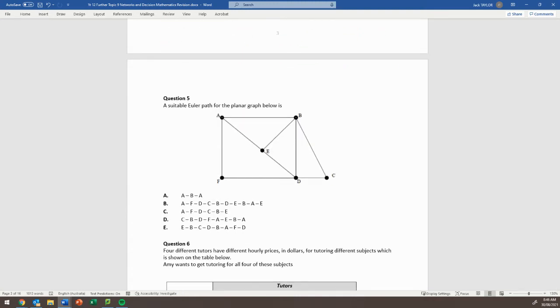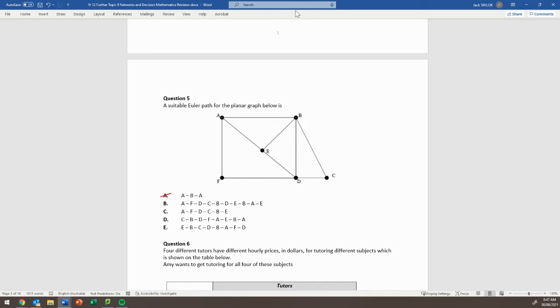A suitable Euler path for the planar graph below is. All right, so remember, an Euler path needs to cross every single edge. It can repeat vertices, that's fine, but it can only go to each edge once. And it starts and finishes at a different vertex. Now I'm just going to immediately get rid of option A, ABA. That definitely doesn't cross every single edge, so a little bit of common sense there.